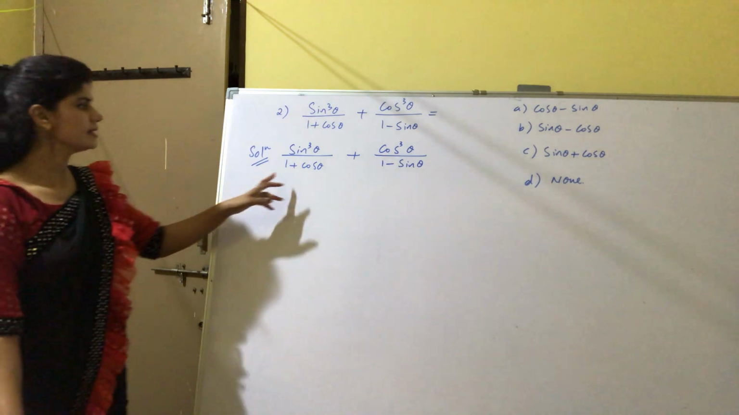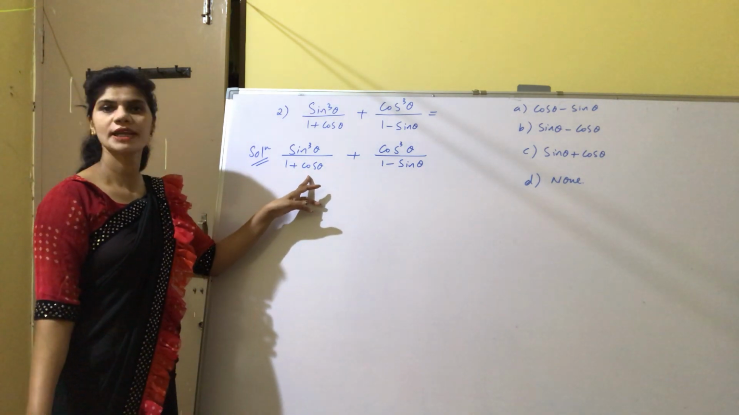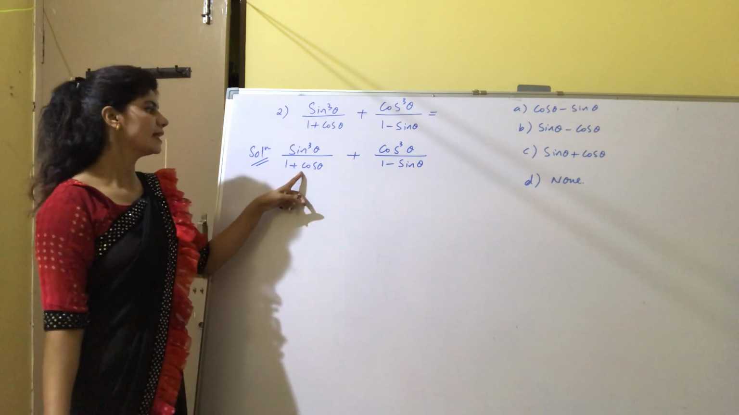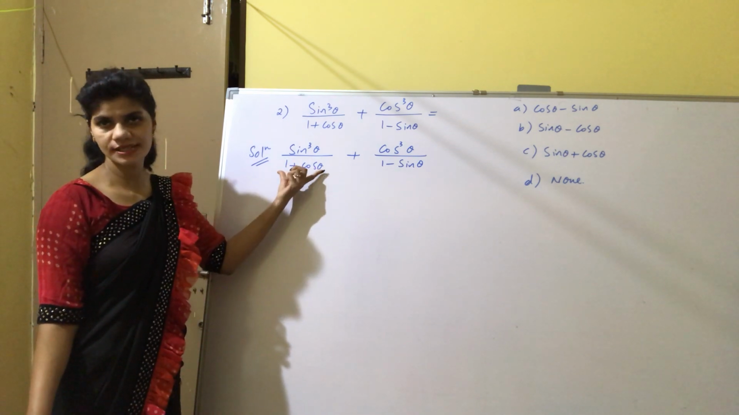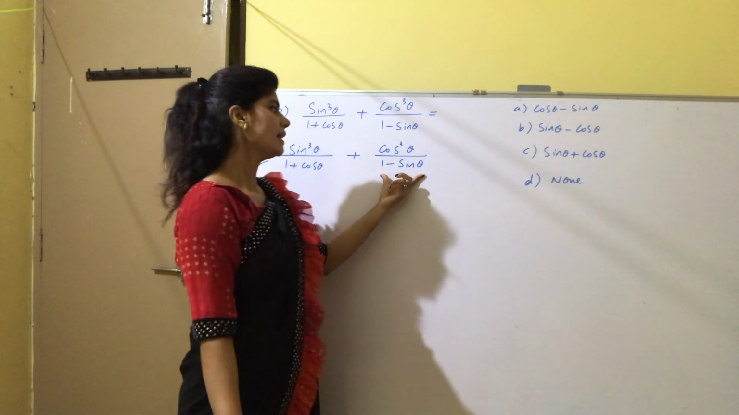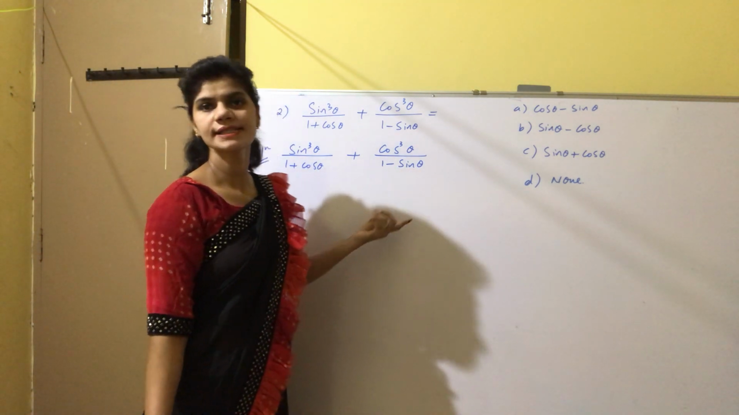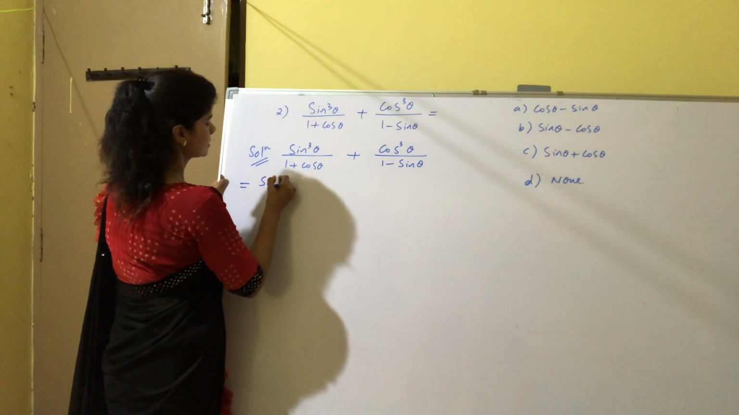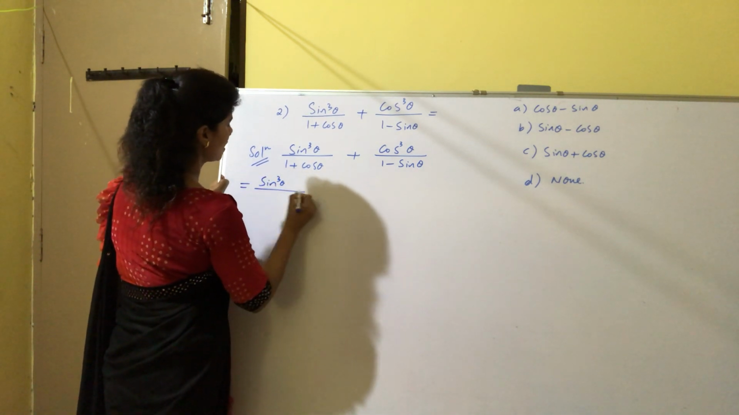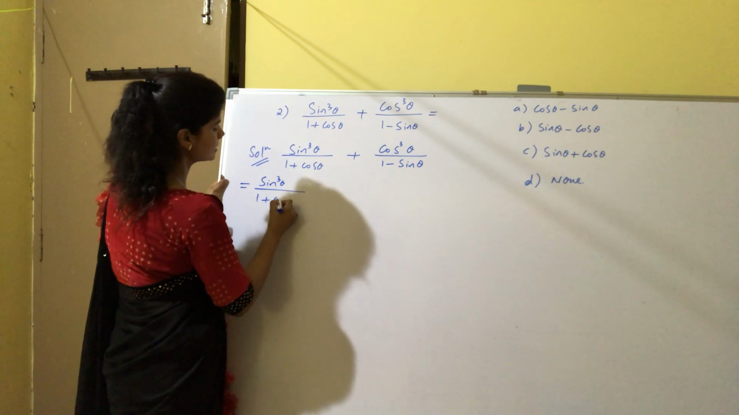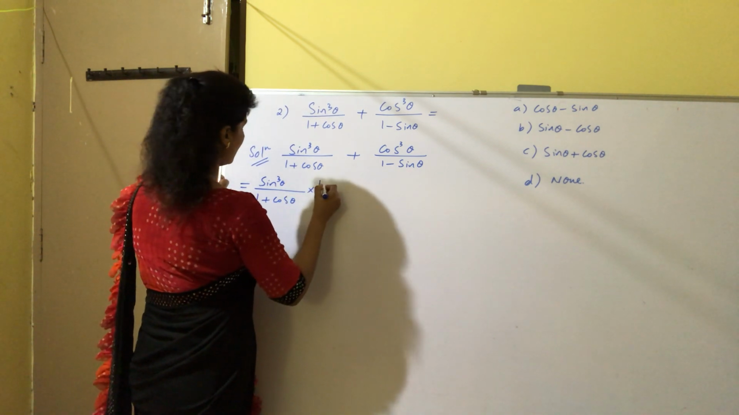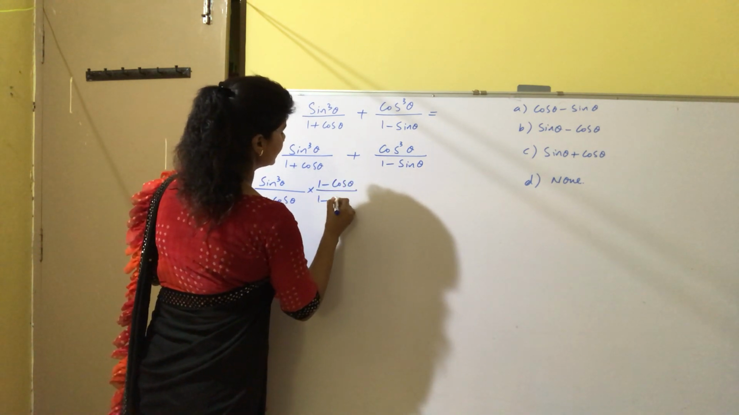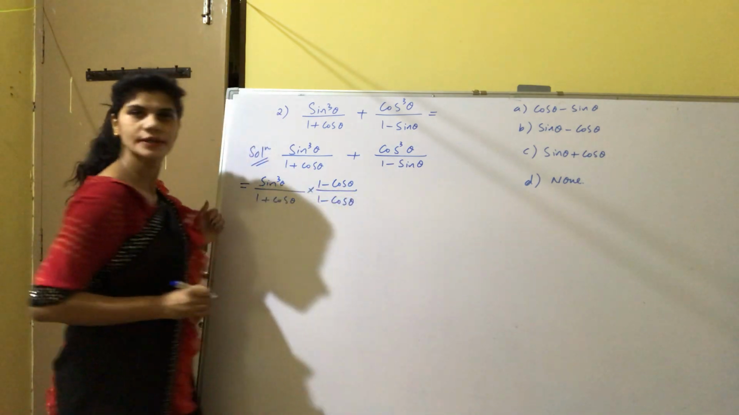So what I do is, I shall rationalize the denominator in both the cases. Okay, by multiplying and dividing by 1 minus cos for the first term, and for the second part I will multiply and divide by 1 plus sine theta. So therefore I'll get sine cube theta upon 1 plus cos theta. If I rationalize, 1 minus cos should be multiplied and divided by.